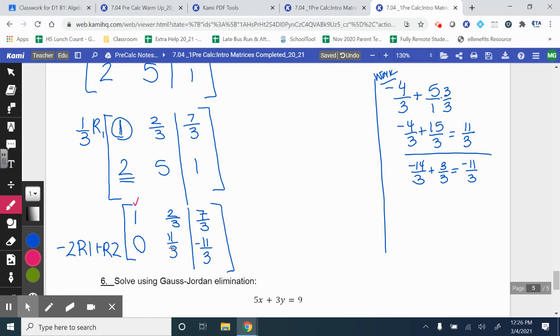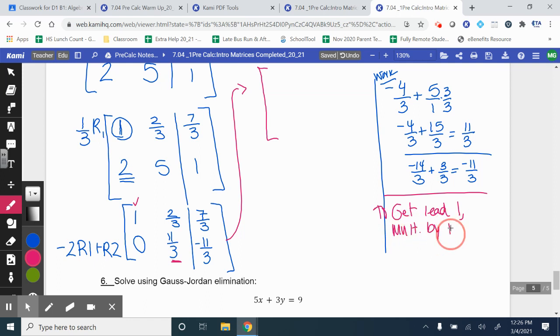So for column 2, I need to get this 11 over 3 to become a 1. So anytime you want to get a number to become a 1, you multiply it by the reciprocal. So let me just make a note there. To get a lead 1, multiply by the reciprocal.